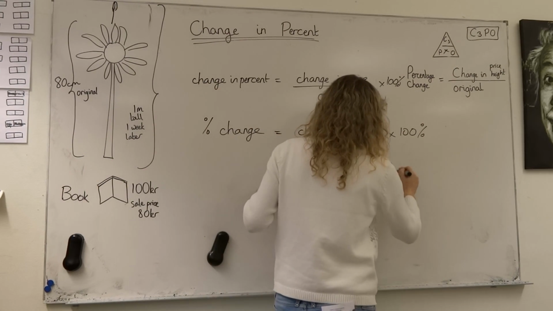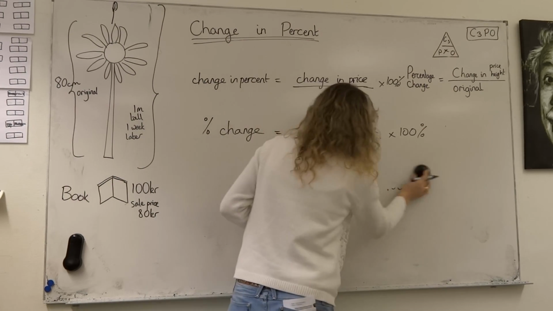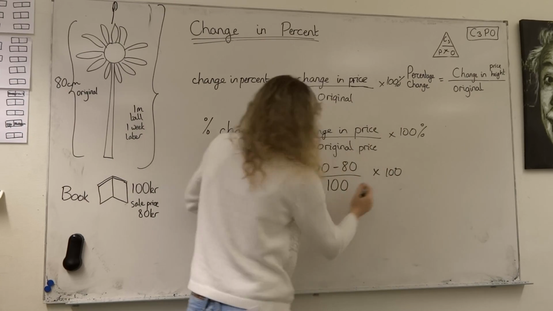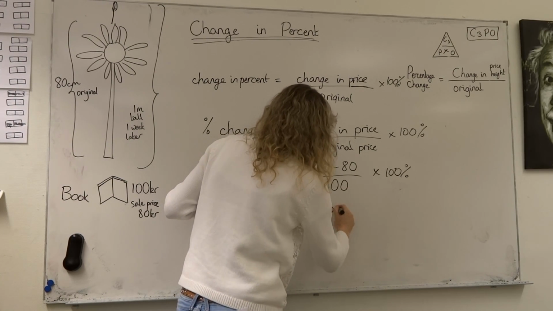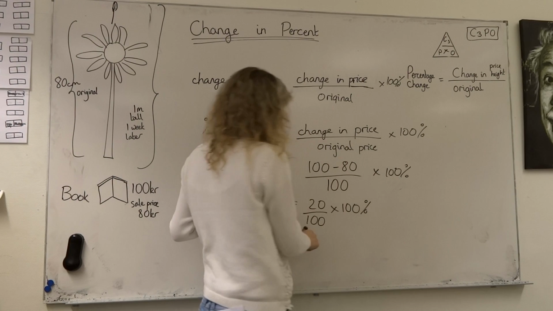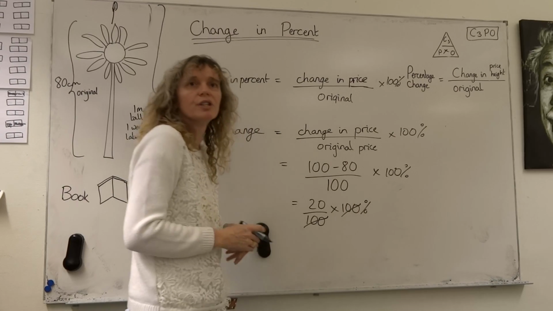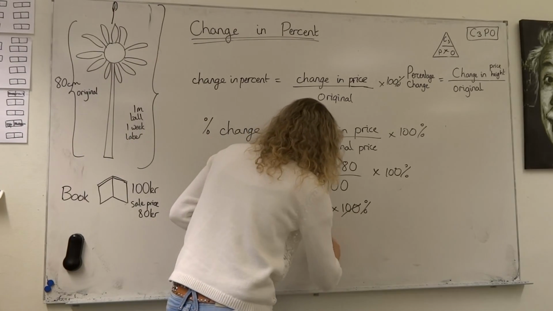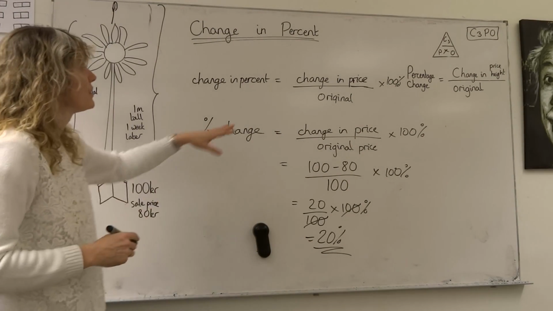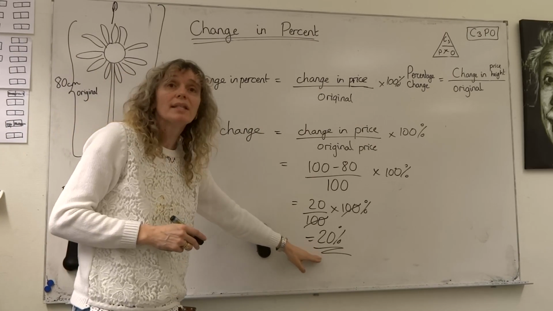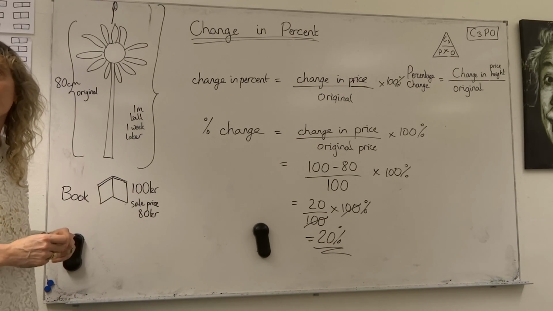So we get 20 over 100 times 100. Let's go down to the next line. Equals 20 divided by 100 times 100. And notice it's lovely when we get 100 down here, because we get 100 divided by 100, so we don't need to work anything out, because we know 100 divided by 100 is 1, and the answer is 20%. So the percentage reduction was 20% off. So 20% off gave us a price of 80 kronas.